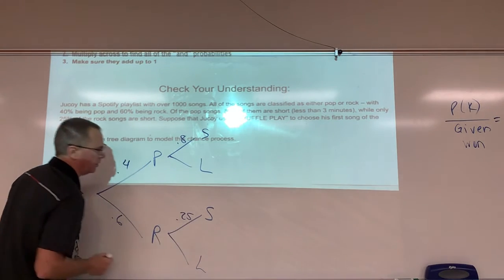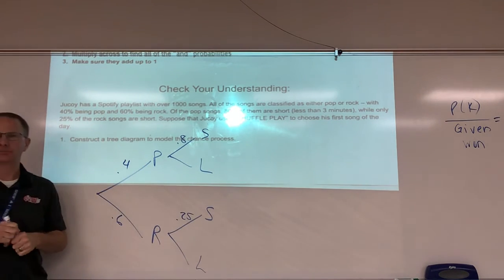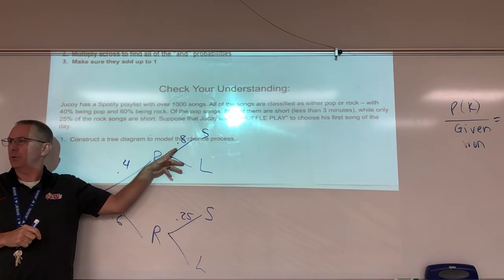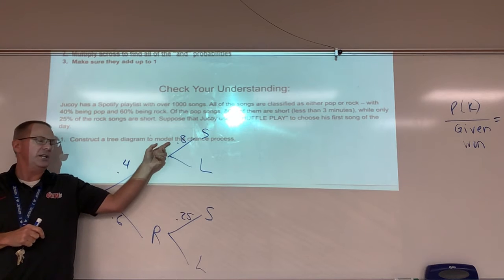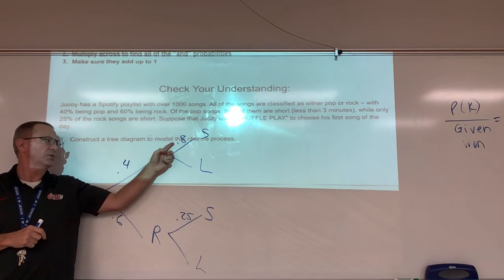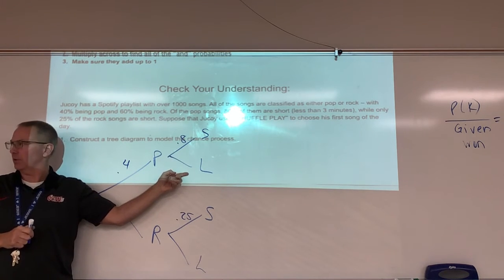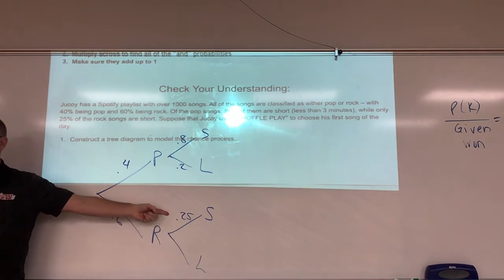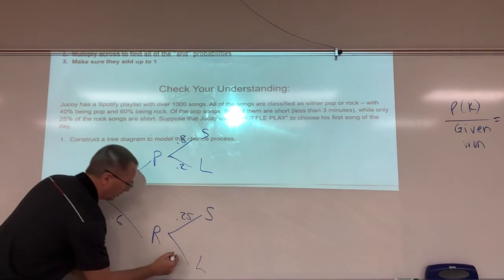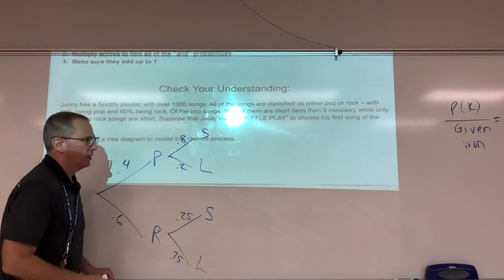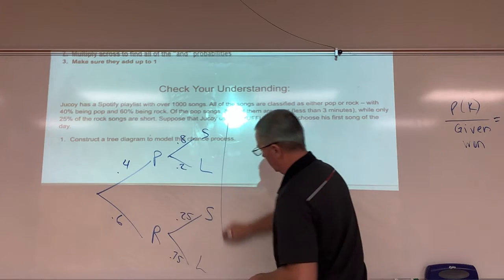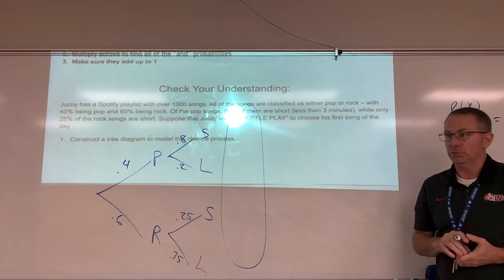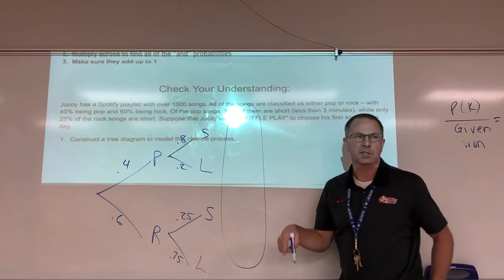Okay, so what are the longs? Each group of branches has to add up to 1. So if 80% of the pop songs are short, then there has to be 20% that are long. Okay? And 25% of the rock songs are short, so 75% are long. Now, what do we do over here? How do we get this information? Multiply. So take your calculators, point four, what's 8 times 4?